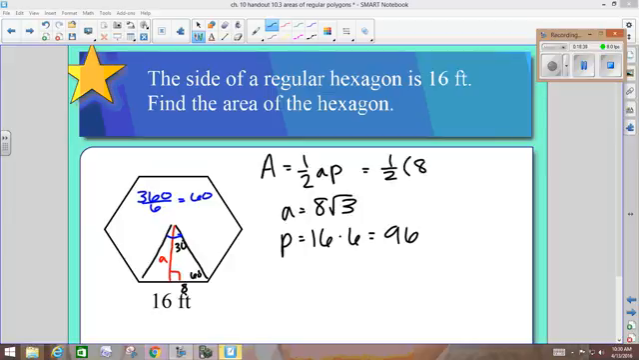Substitute it in here. 1/2 8 square root 3 times 96. Half of 8 is what? So 4 times 96. So your answer in radical form would be 384 square root 3 feet squared.